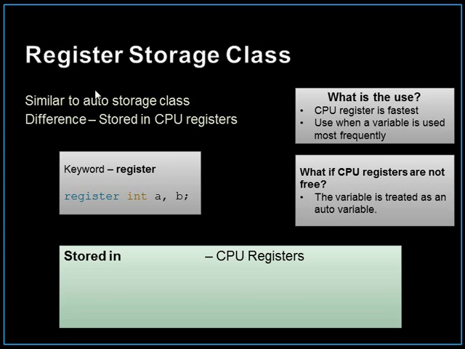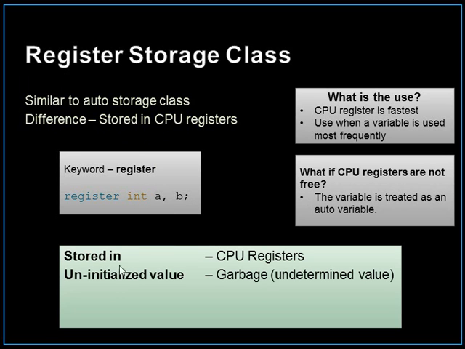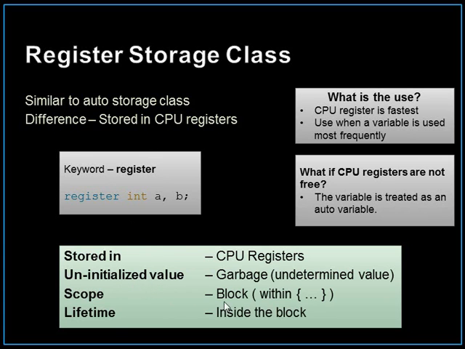Now a register variable is stored in CPU registers. The uninitialized value is garbage. The scope is within the block, similar to the auto variable. The lifetime is inside the block, same as an auto variable.